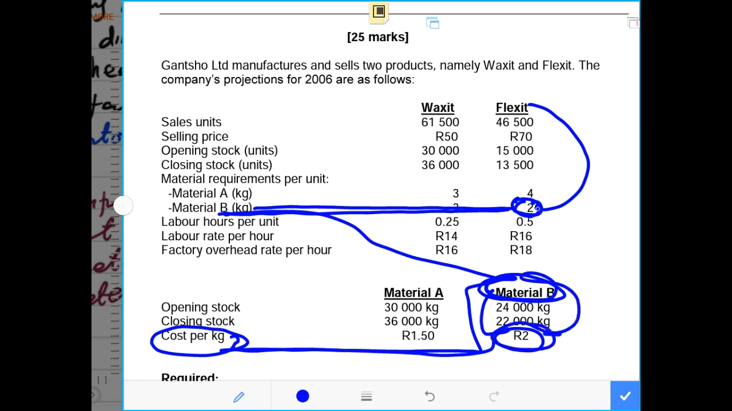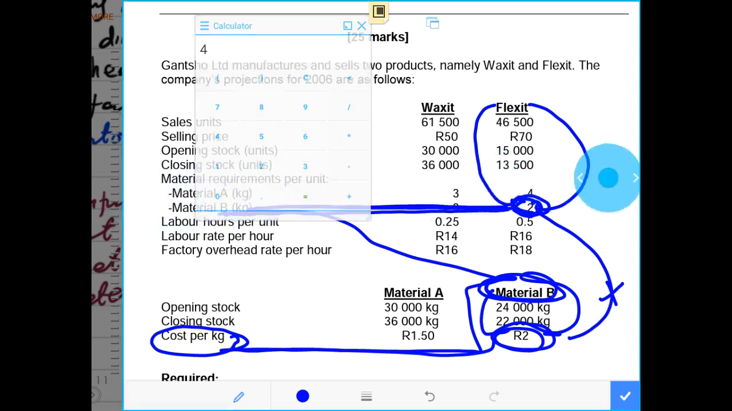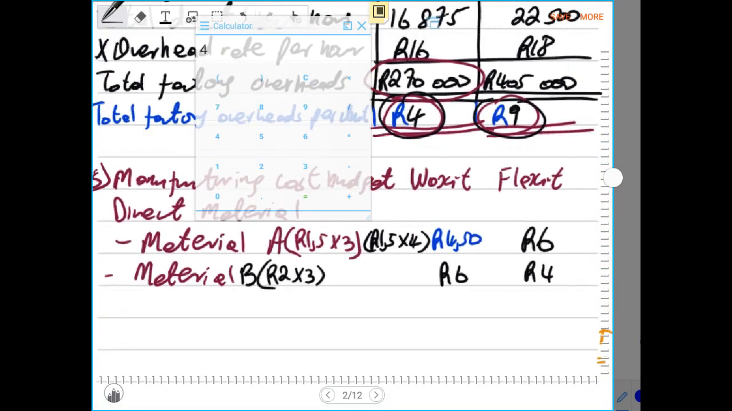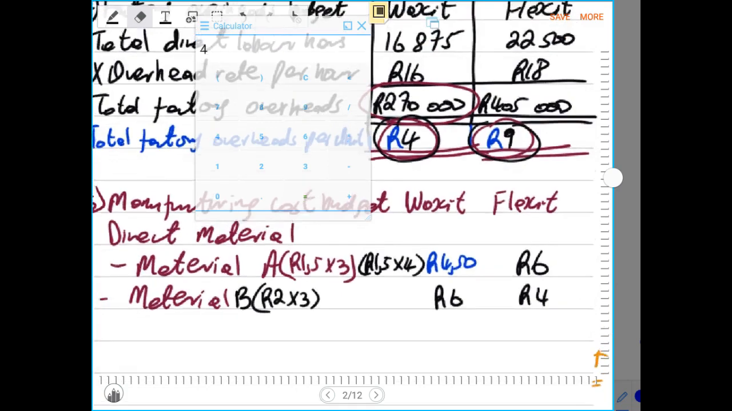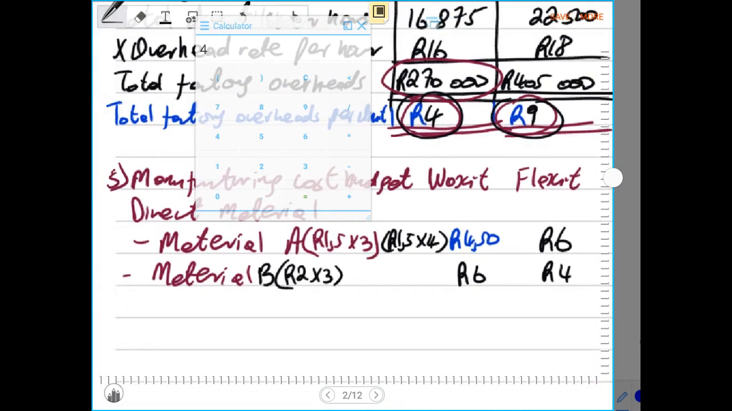So now it means we'll say 2 kgs of material B that are needed to manufacture product flexit. We multiply that by the cost. Therefore that will give us 4 rand. It will be 2 kgs times 2 rand. That will give us 4 rand to be allocated to product flexit. Therefore now here we'll have our 4 rand.